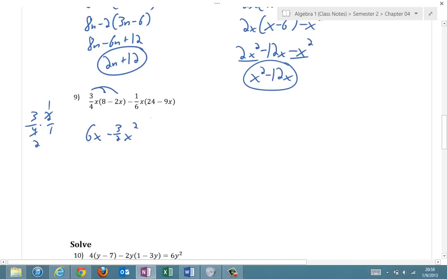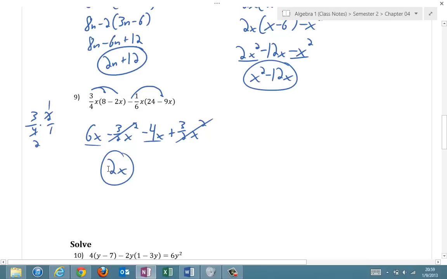Then I'm going to have minus 1/6 of 24 is 24 divided by 6, or 4. Plus, watch the negative. Remember, there's a negative 1/6 here. 1/6 times 9 is 9/6, or 3/2 x squared. 6x minus 4x is 2x. And the negative 3x and the positive 3/2 x squareds cancel out. So those are our simplifies.